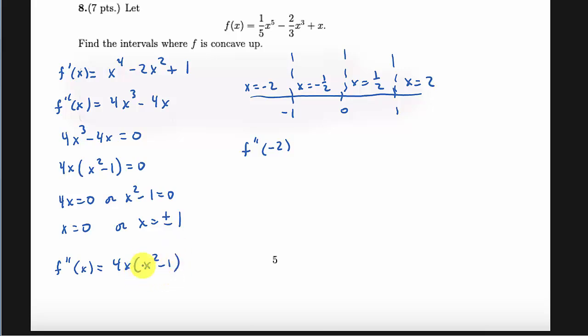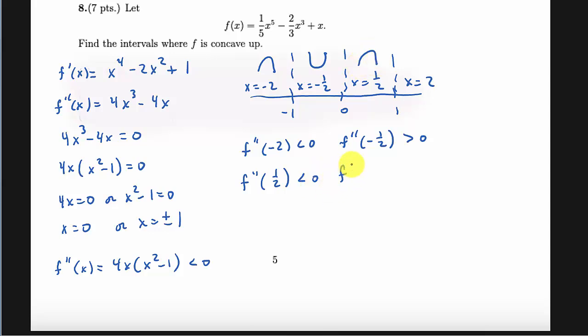So if I plug the negative 2 in, that's a positive here. This would be a negative 8, right? So a negative times a positive is a negative. So that's concave down. That's less than 0. And then I do f double prime of negative 1/2. That's going to be negative in here, negative right here. So a negative times a negative is positive. So that's concave up. And f double prime of 1/2. That's a negative here, positive times a negative is a negative, so that's concave down. And then f double prime of 2, positive, that's positive, so that's concave up.